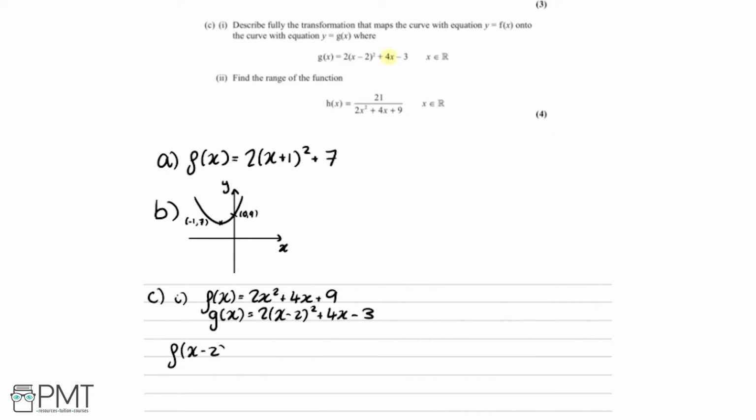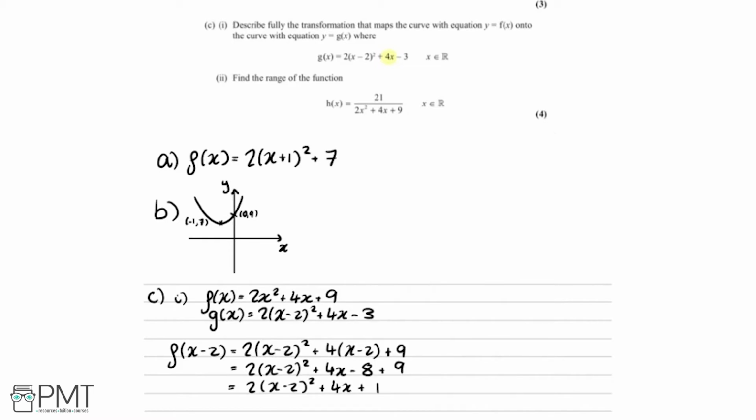So if I try f of (x minus 2), we're going to see what we get. So f of (x minus 2), we get 2(x minus 2) squared plus 4(x minus 2) plus 9. And that equals 2(x minus 2) squared. And I'm going to leave it like this and not expand it because that's actually what we want in g of x. And then I'm going to try expanding this bracket. So we're going to have plus 4x minus 8 plus 9. And if we just tidy that up at the end, we've got 2(x minus 2) squared plus 4x plus 1.